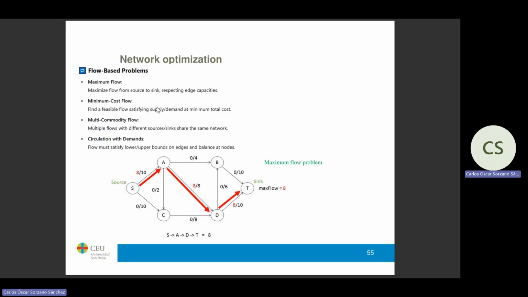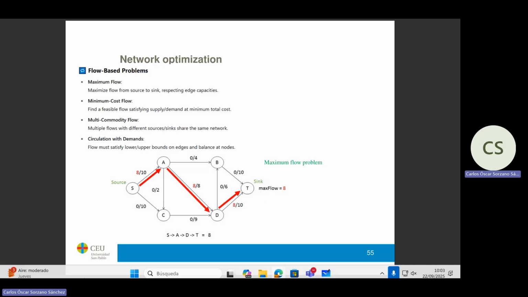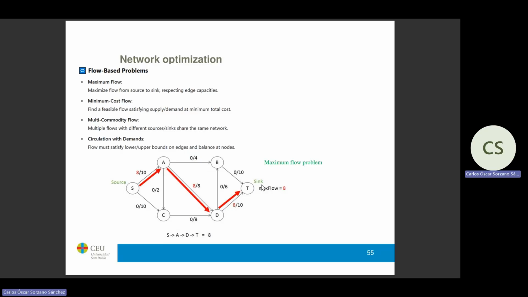So, let's see one example. Let's say that we are given this graph. In this graph, the number on the right is the capacity of that edge. This edge can transport 10 units. This edge can transport 4 units. You want to go from a source to a target, which is also sometimes called the sink. You want to transfer as much as you can from the source to the sink. So what is the path that allows me the maximum transfer?